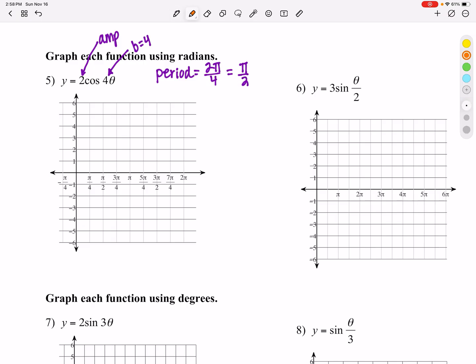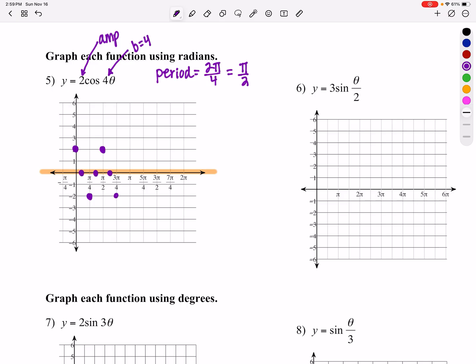2 pi over 4 is the same as pi over 2. I'm going to highlight my midline. There's no midline change. And cosine starts at the maximum, which is now 2 units above the midline because of the amplitude being 2. And then pi over 2 later, it will be at the maximum again. Halfway between 0 and 2 pi, halfway between those two maximums, we will be at a minimum. And then halfway between the maximum and the minimum, we will be at midlines.